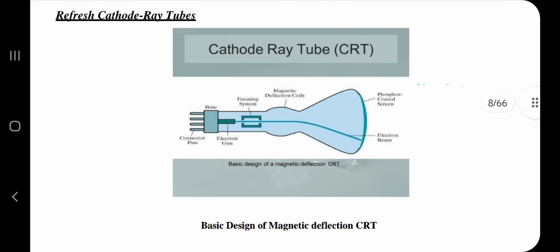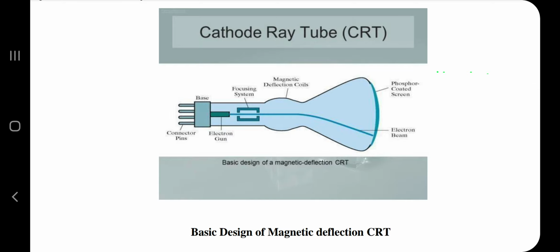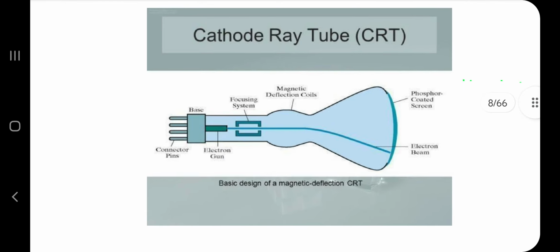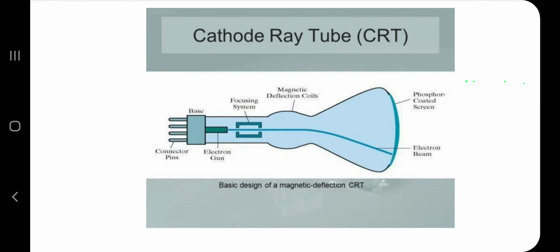Here you can see the cathode ray tube. If I tell you before the working principle, this is the diagram. How many components are there? Roughly there are 4 components. First component is here, second, third and fourth. This is the first component. What all you can find here? The connector pins, base and the electron gun.